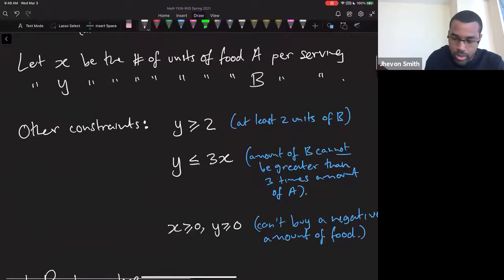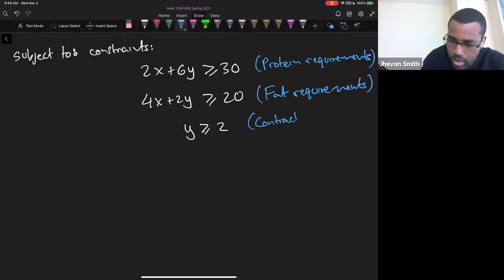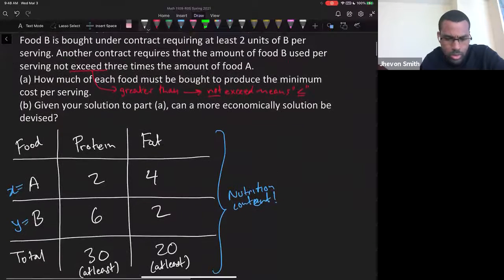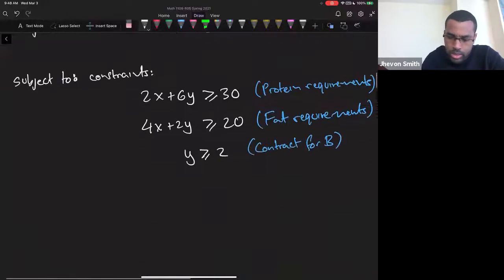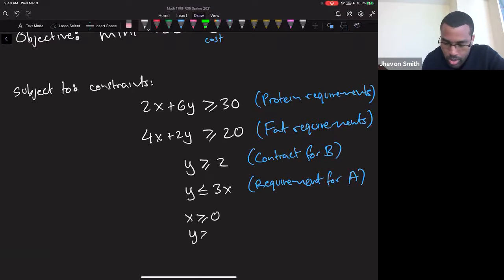What else? We already found here y was greater than or equal to 2. This is the contract for B. And we are also told y is less than or equal to 3x. This is the requirement for food A. And then we have x greater than or equal to 0, y greater than or equal to 0. These are called the non-negativity requirements.